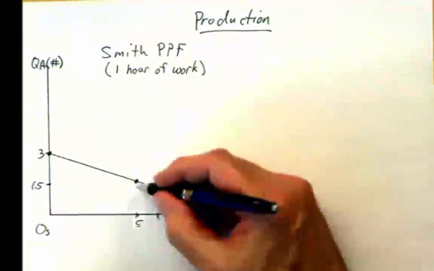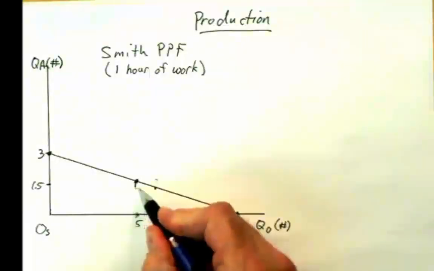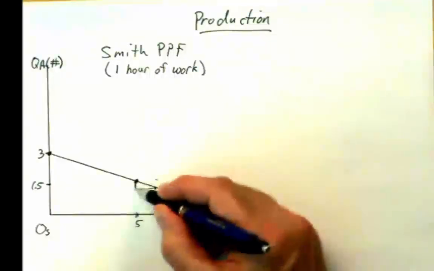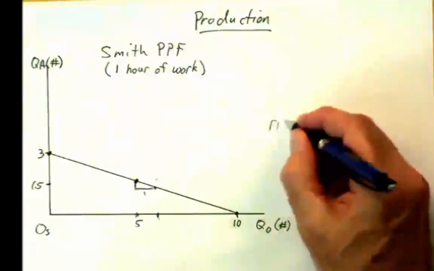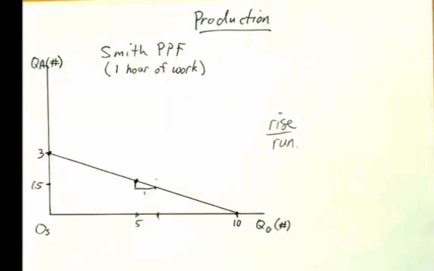And as a result of that, he's going to have to give up that many apples in order to produce one more orange. So this is, I'm imagining, one unit. He's got to give up that many apples to produce one more orange. Now, one of the definitions of the slope of a line is that it's equal to the rise over the run between any two points on a line. Find two points on the line, find the rise and the run, and moving from one point to another, make a ratio of that, you define the slope of that particular line.